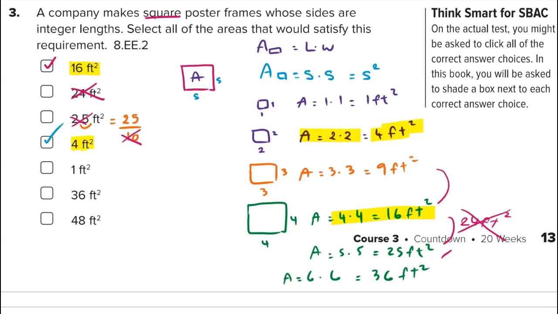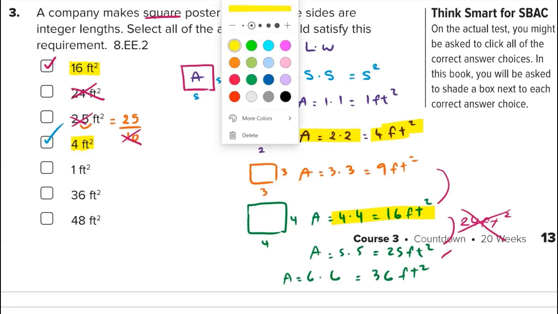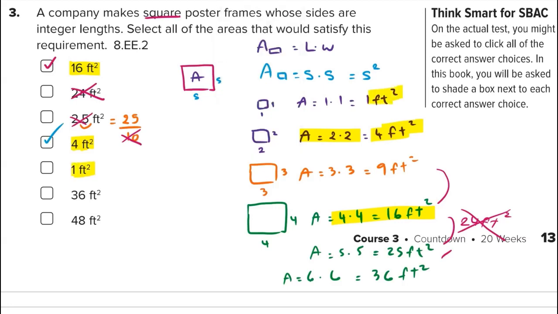Yes. 1 feet square, we did that earlier. 1 feet square is 1 times 1, so it's also a perfect square number. Yes. 36 feet square, we did have that answer down below. That's the last one, 36 feet square.